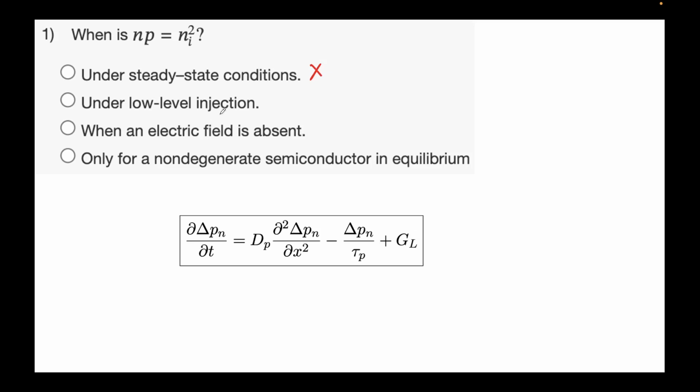So this is incorrect. Low level injection: again, even if you do low level injection, you are shining some light and there is some recombination, so np equal to ni square is not valid. Electric field is absent? That doesn't matter. What if diffusion is happening and you are generating and recombining something? Again, this is not a sufficient condition. The only condition when this is true is a non-degenerate semiconductor in equilibrium, and that too thermal equilibrium, as someone pointed out in this class itself. So this expression is valid only for a non-degenerate semiconductor.